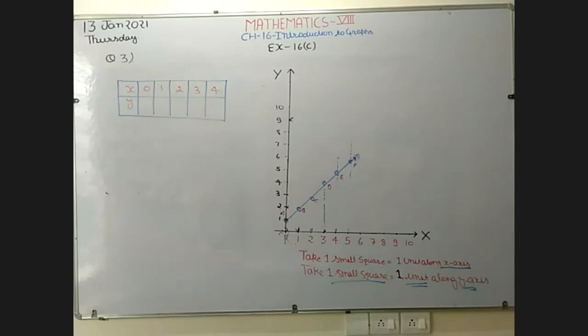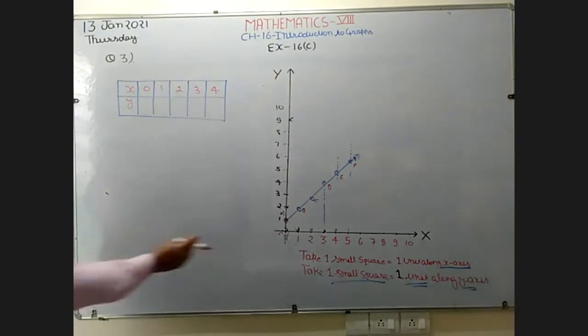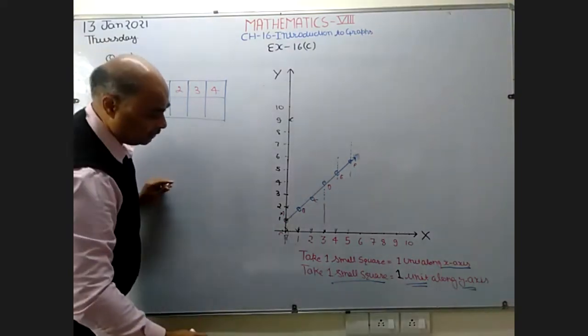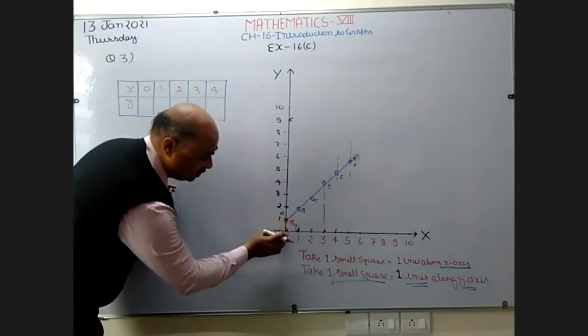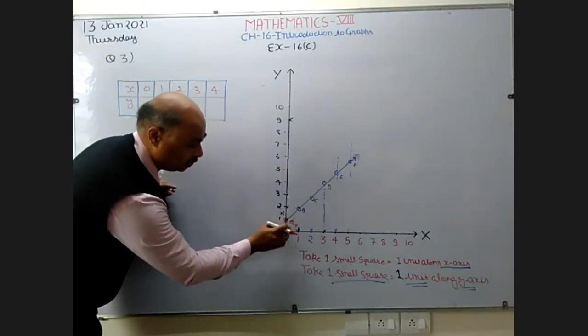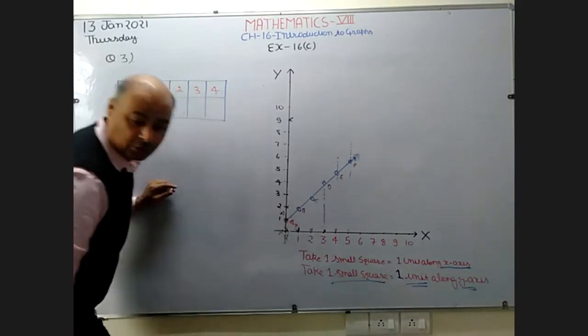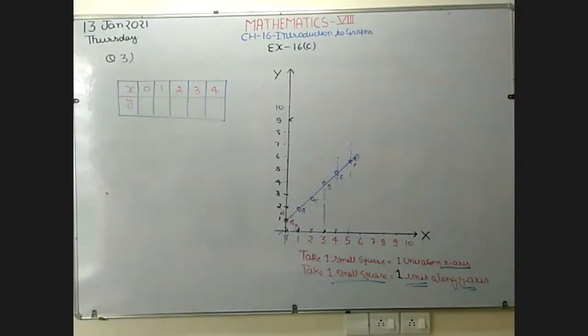Keshav, unmute yourself, beta. Good morning, sir. Good morning, beta. Tell what are the coordinates of point A. Sir, 0 and 1. Very good, beta. 0 and 1, because the value of x is 0 and the value of y is 1. So this is represented by 0 and 1. Good, beta.